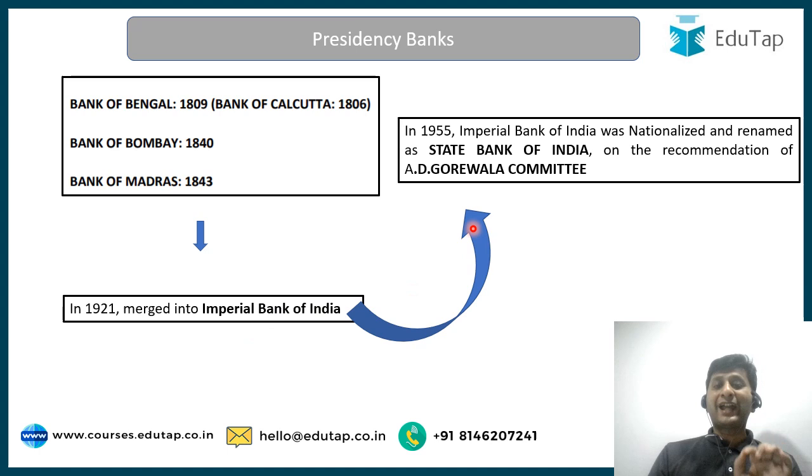And later in 1955, this Imperial Bank of India, which was a private entity, was nationalized and renamed as State Bank of India. Yes, our own State Bank of India, which we know today, on the recommendation of the AD Gr committee. So you must remember which committee recommended nationalization of Imperial Bank of India. It was the AD Gr committee, and in 1955 this Imperial Bank of India, which was created from the merger of these three presidency banks, was nationalized and renamed as State Bank of India, right?